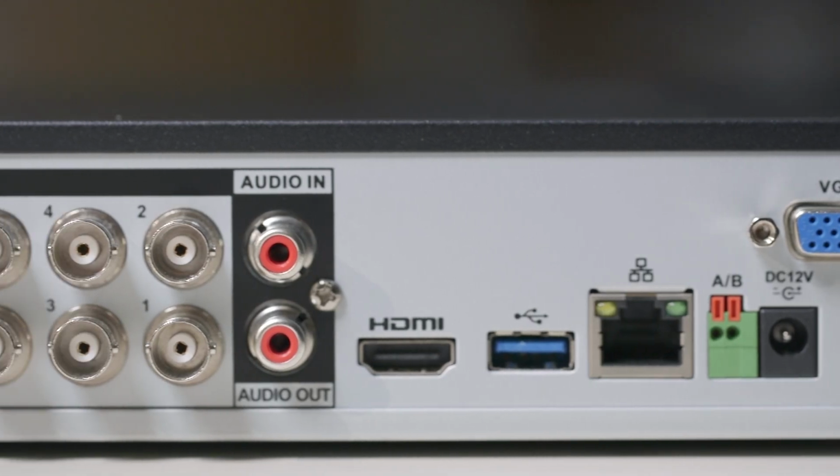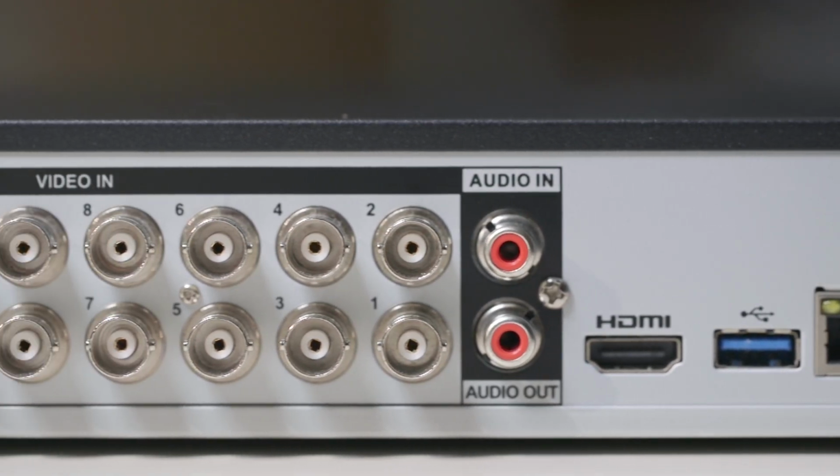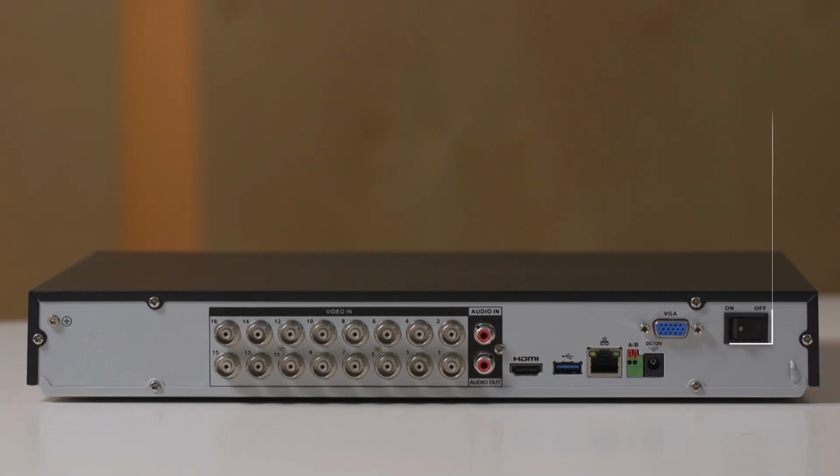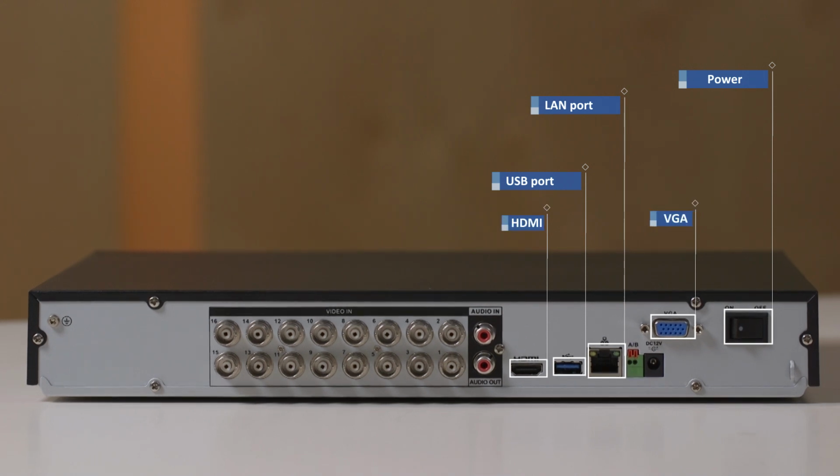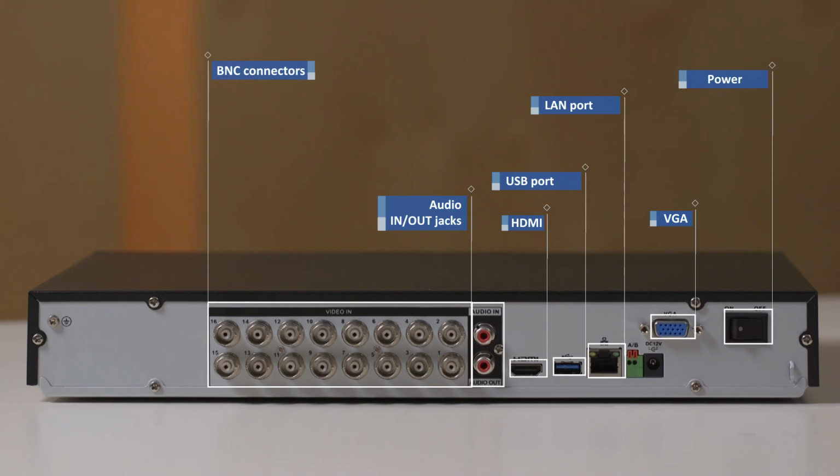Let's start with our XVR, which is a pentabrid device. And as you can see, we have the power button, a LAN port, which we can connect to an auxiliary switch, a USB port, the HDMI and VGA video outputs, the audio input-output jacks, and of course the BNC connectors for our analog video cameras.